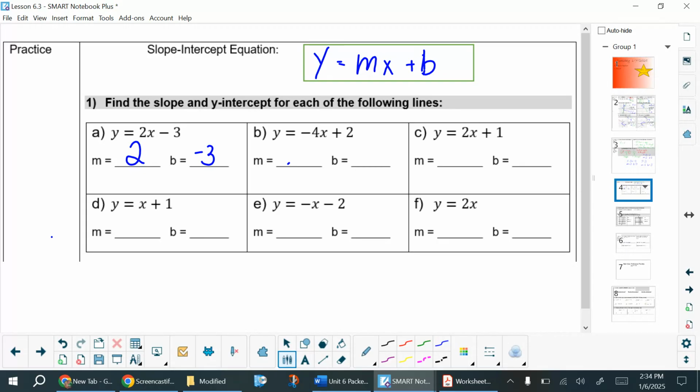Okay, so on these problems, the m here is negative 4, so the coefficient of the x. B is positive 2. On this one, our m is 2, and our b is positive 1. Over here, there's nothing written in front of the x, but we have to remember that's really a 1, so our slope is 1, and our y-intercept is 1. On this one, again, this is negative x, which means it's negative 1, and then our b is negative 2, our y-intercept. On this last one, the m, the coefficient in front of the x, is a 2. There is no b, so we can think of it like a plus 0, so b is 0.